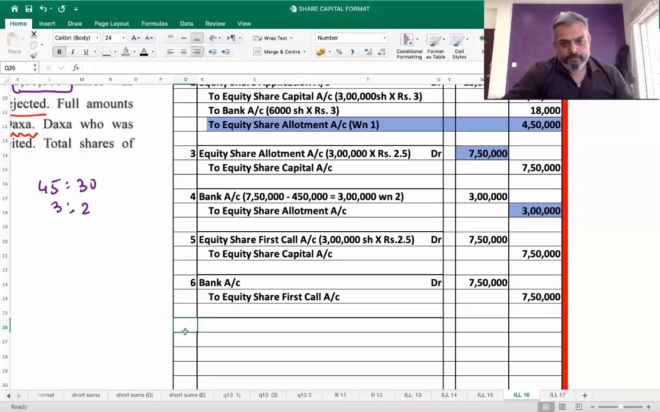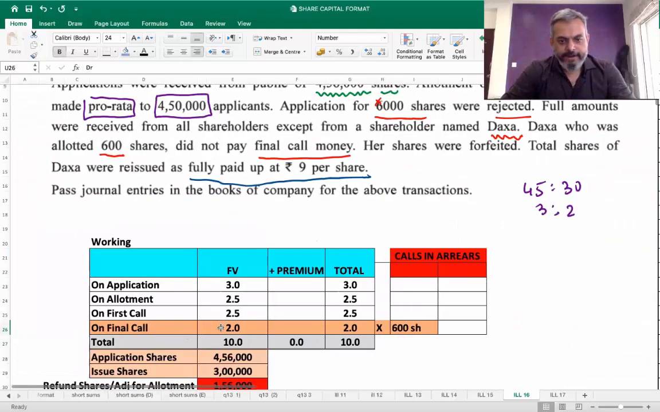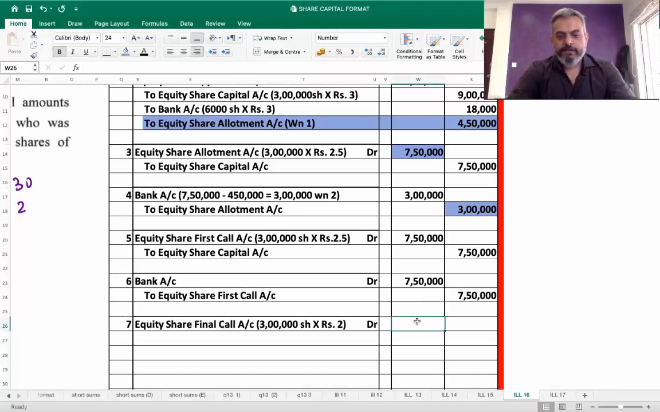Seventh, we call the final call, equity share final call account. Now 3 lakh shares into rupees 2 per share. Final call 2 per share. So 6 lakhs. To equity share capital account, 6 lakhs.